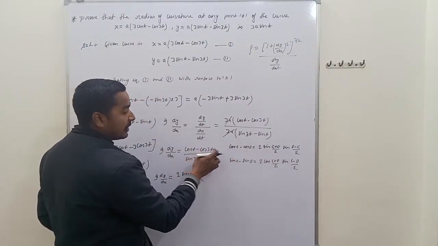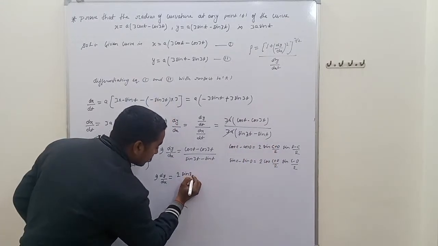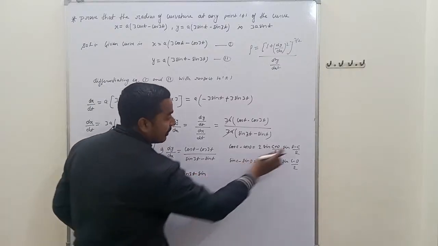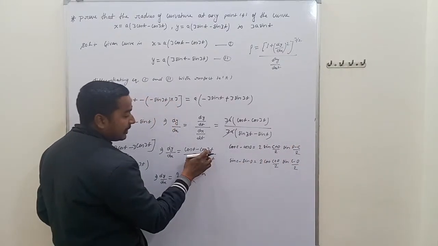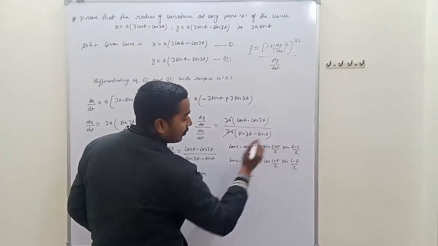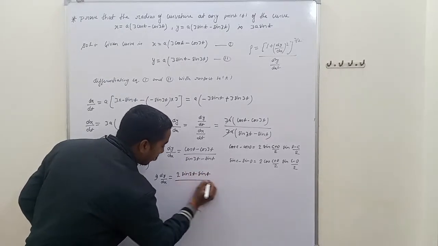t plus 3t is 4t, 4t upon 2 is 2t. This is sin 2t. And further in sin d minus c, here d is 3t, 3t minus t is 2t, 2t upon 2 is only t. This is given by sin t.